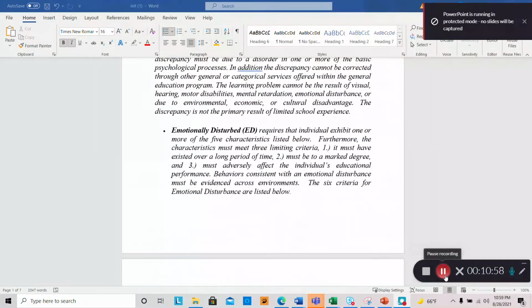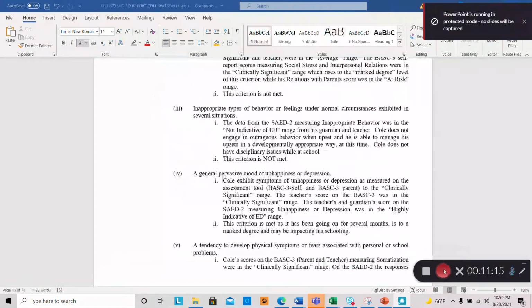So as you can see, Cole met 2 of those criteria, and right here it says it requires the individual to exhibit 1 or more of the 5 characteristics. So Cole met 2, so therefore he's eligible for emotionally disturbed. Well, let's say he has the characteristics of someone who's eligible for ED or meets the criteria for ED.